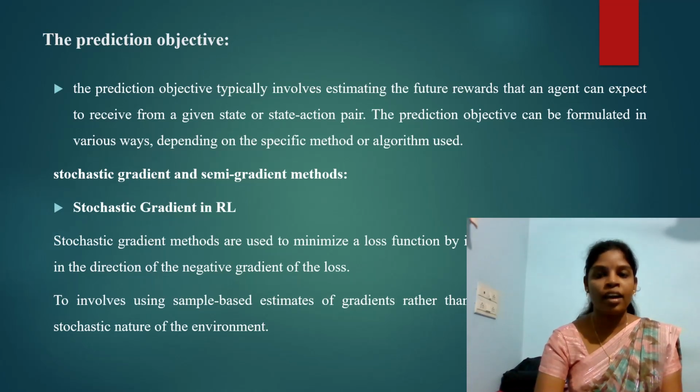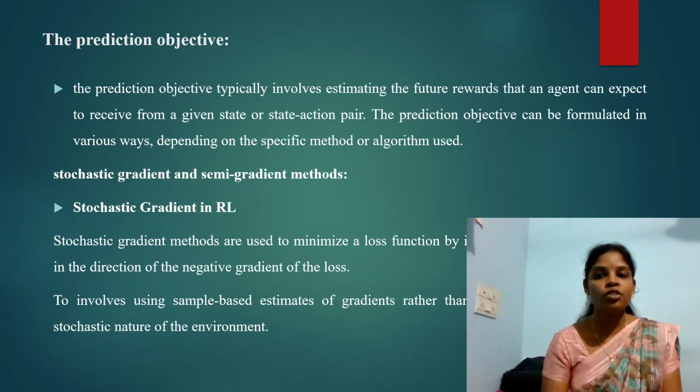So S comma A is a state-action pair. What are the expectations of future reward involved in the prediction objective? Prediction means you have to predict, using one type of model, the S comma A and the rewards received for the given state.